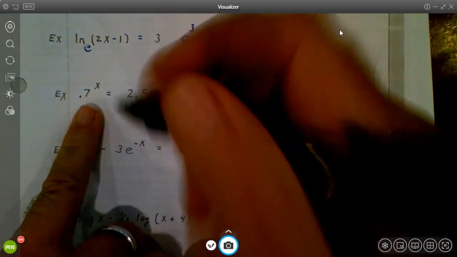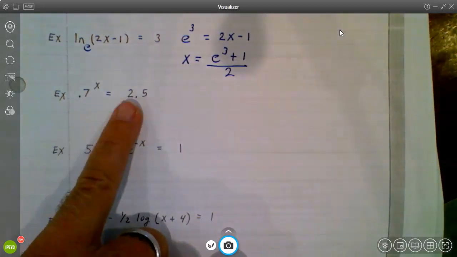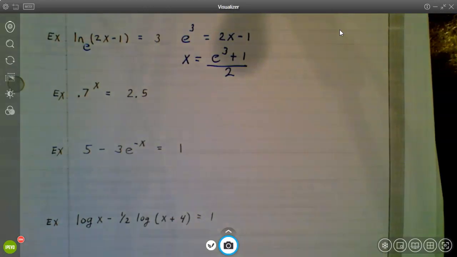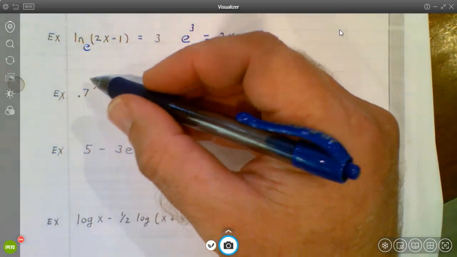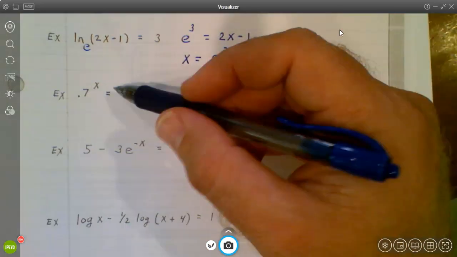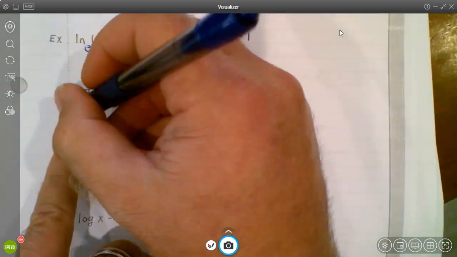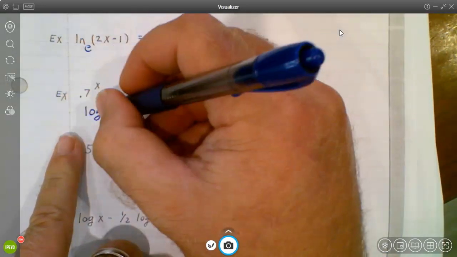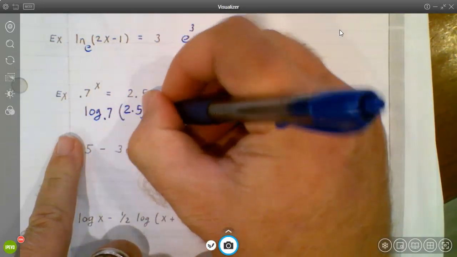Now on this one, we are solving for an exponent. So typically when it is in exponential form, and we are solving for that exponent, a great path would just be to change it from exponent form into log form. Remember, the whole purpose of a log is to isolate the exponent. So by putting it into log form, I can get x by itself that way. So on this one, we're going to say log base 0.7 of 2.5 is equal to x.